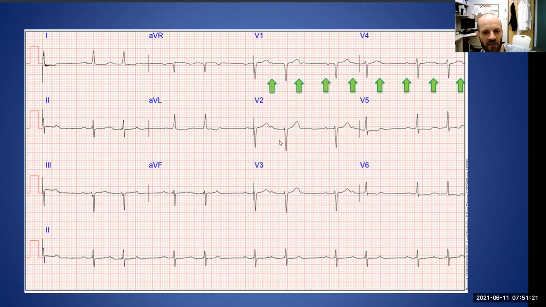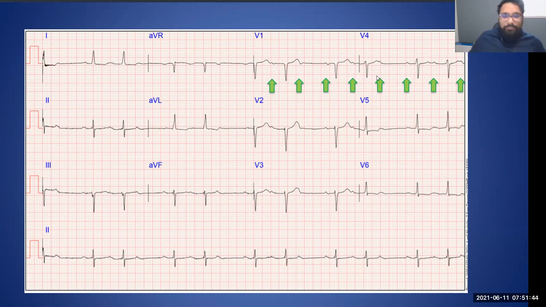Good guess. But first degree block was a prolonged PR interval, where every P wave conducted to the QRS. And here, the first beat conducts, the second beat conducts, but the third beat doesn't conduct. There are more P waves than QRS complexes. So this isn't going to be first degree AV block. So what is it going to be? Second degree. Second degree AV block.